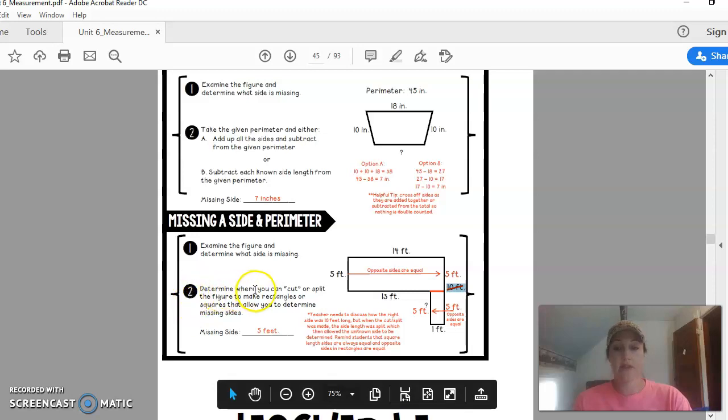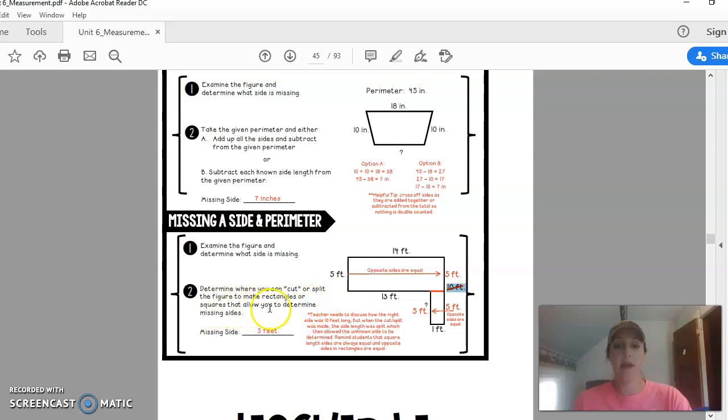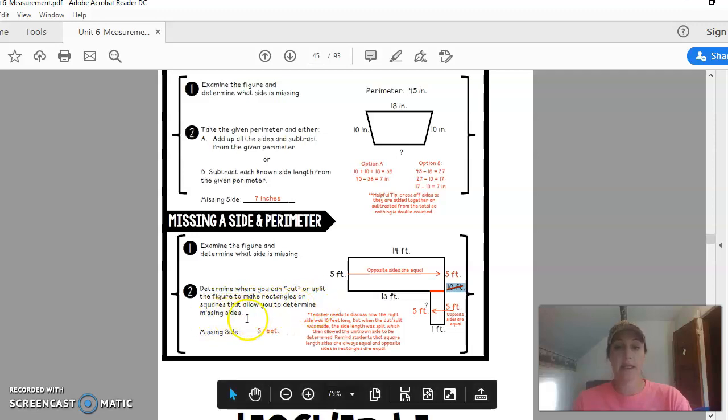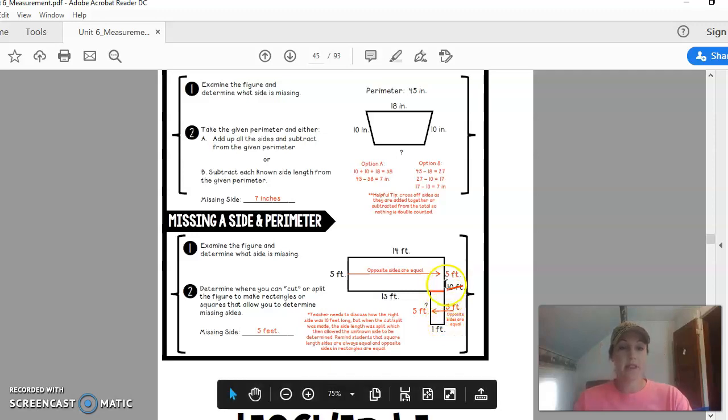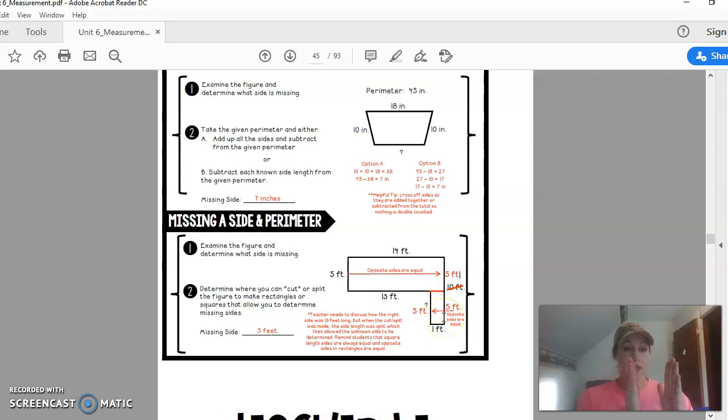So for number 2, it says determine where you can cut or split the figure to make the rectangle or square that allows you to determine missing sides. So that's what they did here. They cut it. Okay, and so they figure, well, this part is 5 because over here this is 5 and these are parallel. These two lines are parallel. They don't run into each other. And so then this bottom, if the top is 5, then the bottom has to also be 5, which means that its parallel piece would also have to be 5.